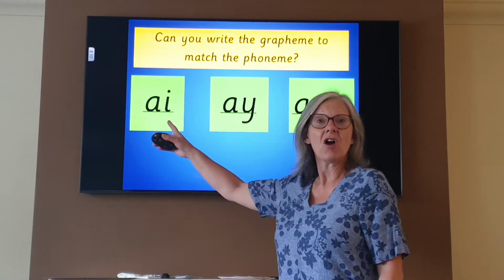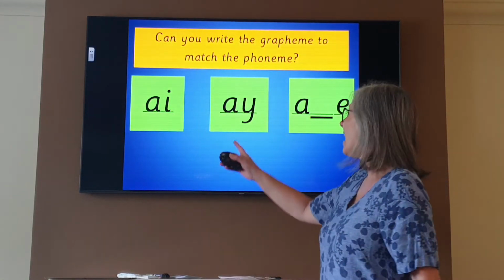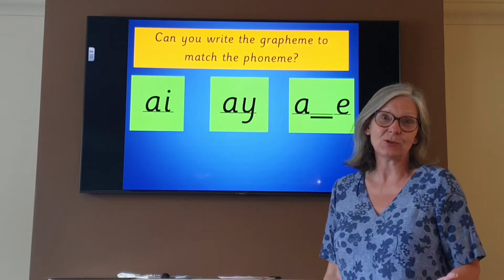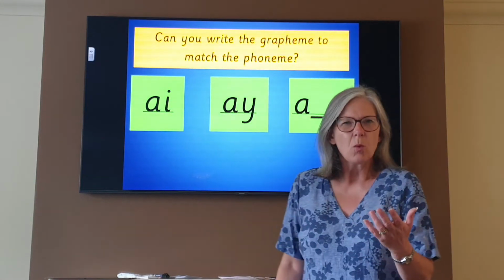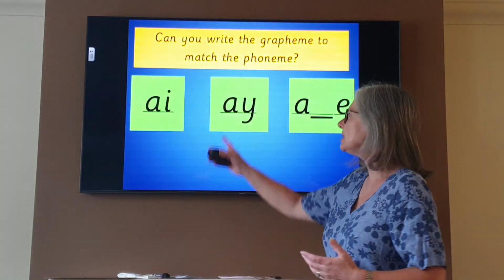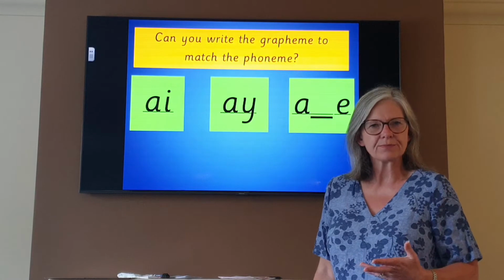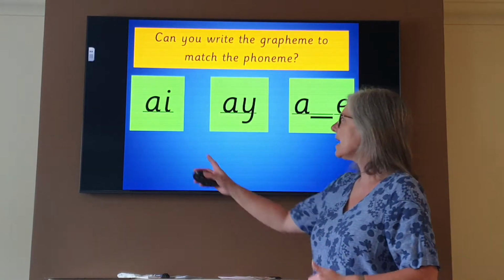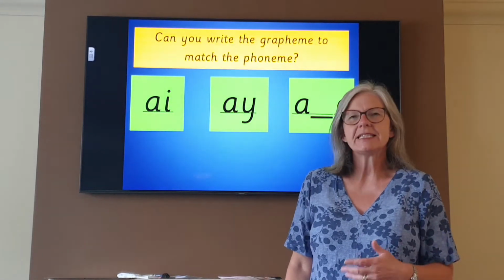So AI. Normally, it's used in the middle of a word, okay? And AY is normally used at the end of a word. Okay, what I thought we'd do now then, using these 3 graphemes, can you write me some words? So, using our AI grapheme, could you write me the word stain?